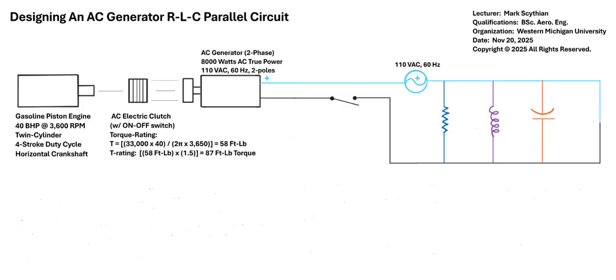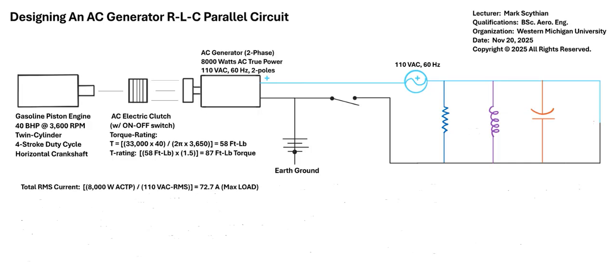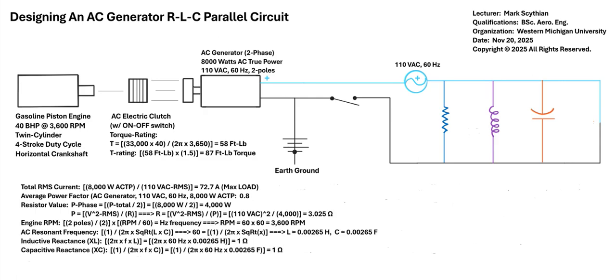AC electrical power. In this case we're going to work with an 8,000 watt AC true power generator, and so we've set the hardware up to the earth ground with an on-off switch, and we have a base RLC circuit. So now we have to figure out what will be the values of the resistor, inductor, and capacitor, so we can use this step-by-step calculation method.